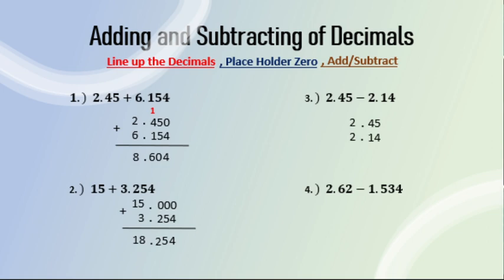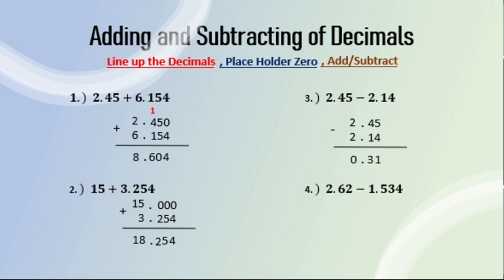Since there are no vacant spaces, we don't need to write any 0. We can now add or subtract. Since the operation is subtraction, we need to subtract. Let us copy first the decimal point directly below. Make sure that we line up the decimals. Now, we can subtract starting from right to left. We have 5 minus 4 is 1. 4 minus 1 is 3. And 2 minus 2 is 0. So we have 31 hundredths.